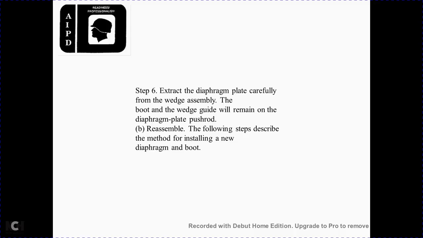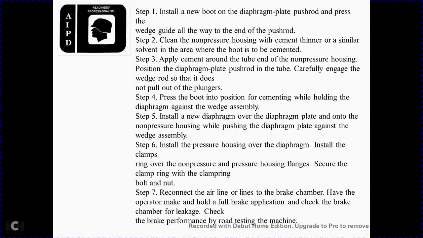Step 6, extract the diaphragm plate carefully from the wedge assembly. The boot and the wedge guide will remain on the diaphragm plate push rod. Reassemble by following these steps, which describe the method of installing the new diaphragm boot. Step 1, install the new boot on the diaphragm push rod. Press the wedge guide all the way to the end of the push rod.